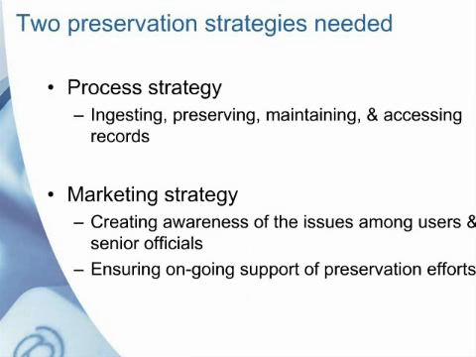To ensure the long-term success of your program and your efforts, it is important to have two preservation strategies: a process strategy as well as a marketing strategy. The process strategy focuses on the ingesting or accessioning process of records, in addition to the preserving, maintaining, and accessing of the records. In some cases, just as important is the marketing strategy needed to create the proper awareness of the issues and garner support from senior administration in order to ensure the ongoing support of your program.